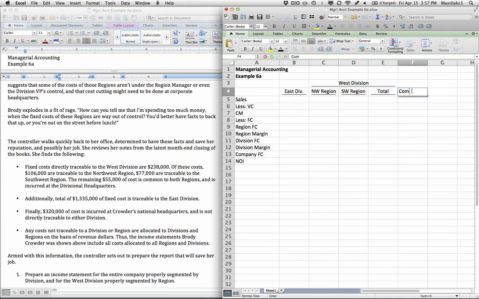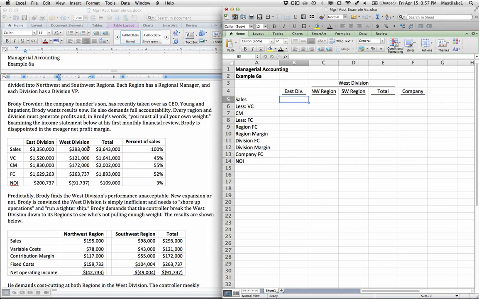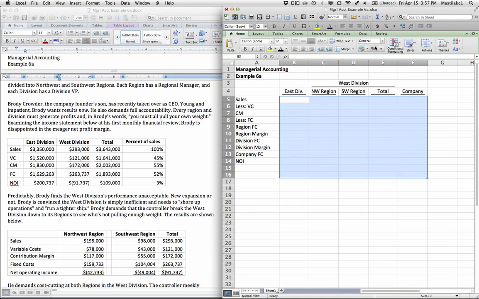And then we'll have the company as a whole. So that's how we need to focus on things. So we'll drop in the numbers that we have for sales. For East Division, our sales are given here. Go ahead and format everything.